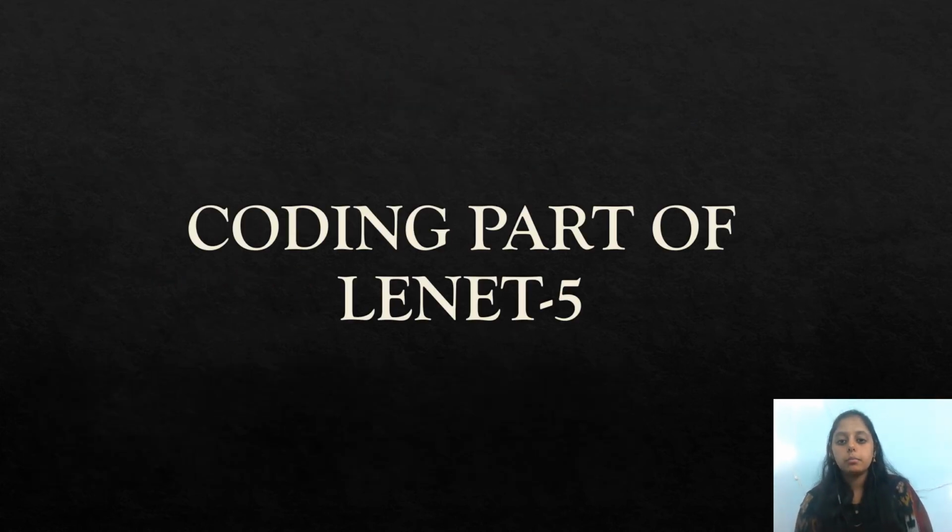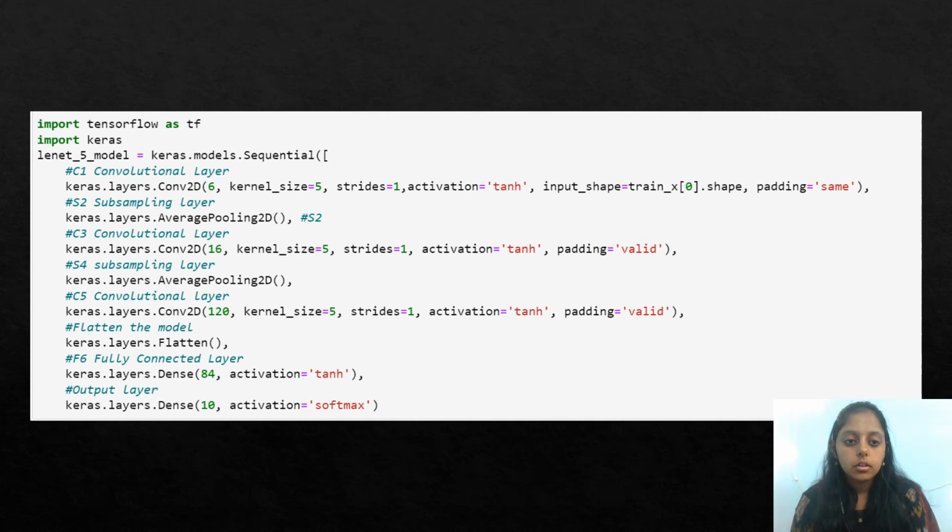Let's get into the coding part of LeNet-5. Here we use TensorFlow and Keras as the libraries, and the model used is the Sequential model. Coming to the first layer, the number of kernels is 6 and the kernel size is 5 as discussed. The activation is tanh. Coming to the second layer, we have used AveragePooling2D, which comes in the Keras library. In the same way, we have defined up to 5 layers.